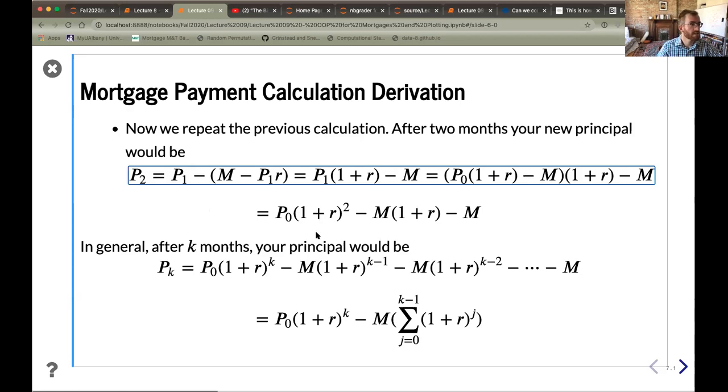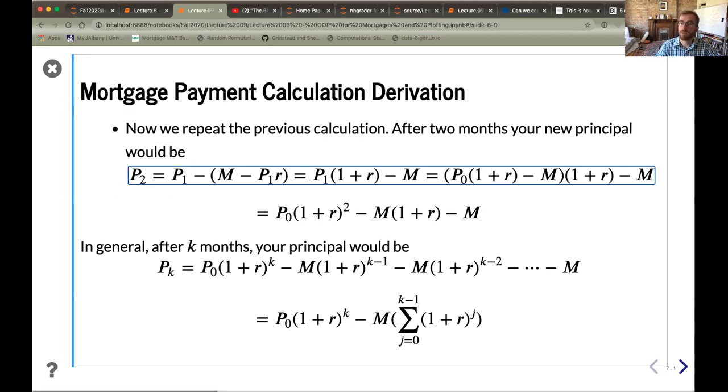So just to step back for a second, if we made no payments, meaning M was equal to 0, then after 2 payment periods, 2 months, our principal would have grown by 1 plus R squared. Again, that's quote unquote miracle of compound interest. In this case, it's the miracle of debt.